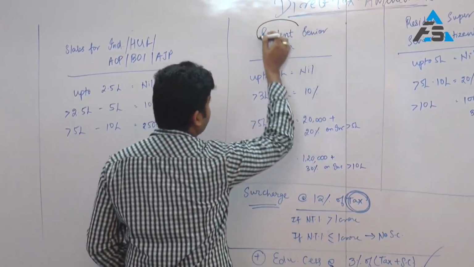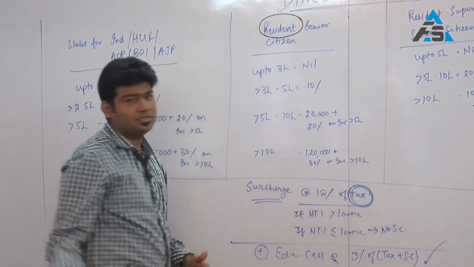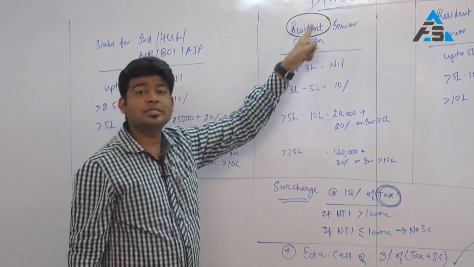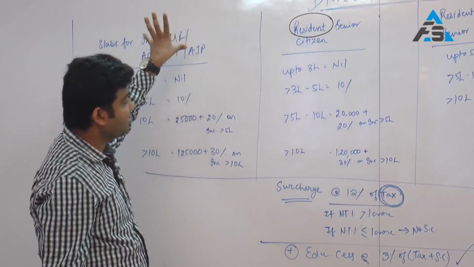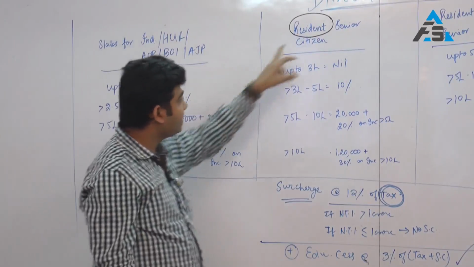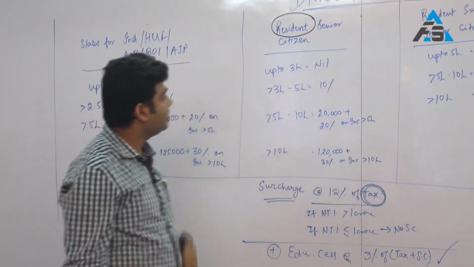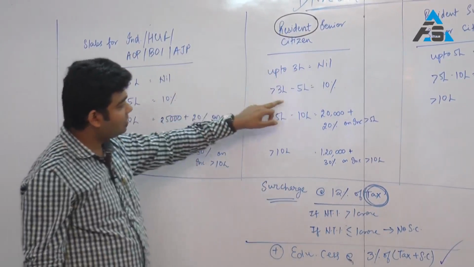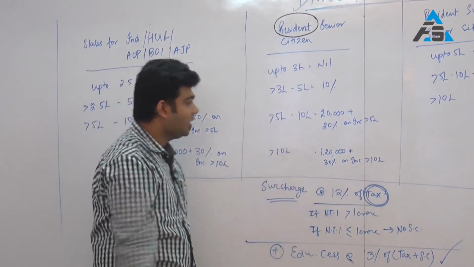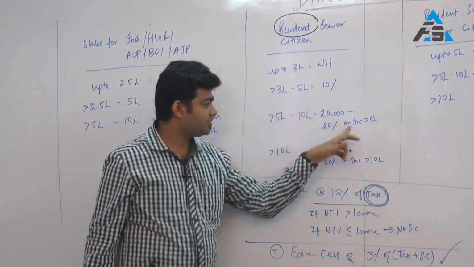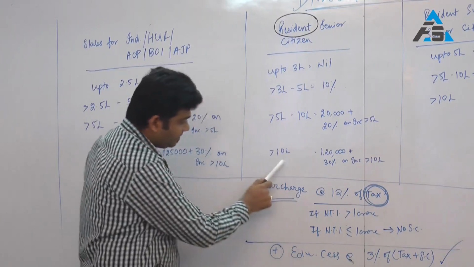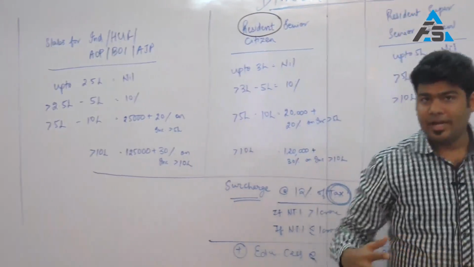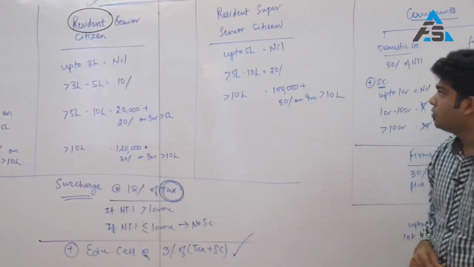Then comes resident senior citizen. The word is resident senior citizen. Who is a senior citizen? Beyond age 60. Again, the word used is resident. So a non-resident senior citizen will still fall probably in the general category, but a resident senior citizen will get a higher benefit of up to 50,000. So up to 3 lakh he doesn't have to pay any tax. Beyond 3 lakh up to 5 lakh 10%. Beyond 5 lakh to 10 lakh 20,000, which is a part of this, plus 20% on income exceeding 5 lakh. Beyond 10 lakh 1,20,000, which is a total of this, plus 30% on income above 10 lakh. As I said, I am sure the majority of you know this.